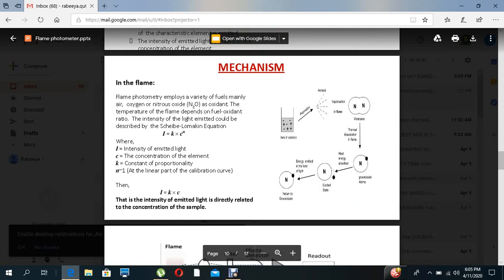Flame photometry employs a variety of fuels and air, oxygen, or nitrous oxide as an oxidant. The temperature of the flame depends on the oxidant-fuel ratio. The intensity of the light emitted can be described by the Scheibe-Lomakin equation, where intensity is represented by I, C is the concentration of the element, K is the constant of proportionality, and n is the power, which is 1 at the linear part of the calibration curve. Then I equals Kc. That is, the intensity of light emitted is directly related to the concentration of the sample.